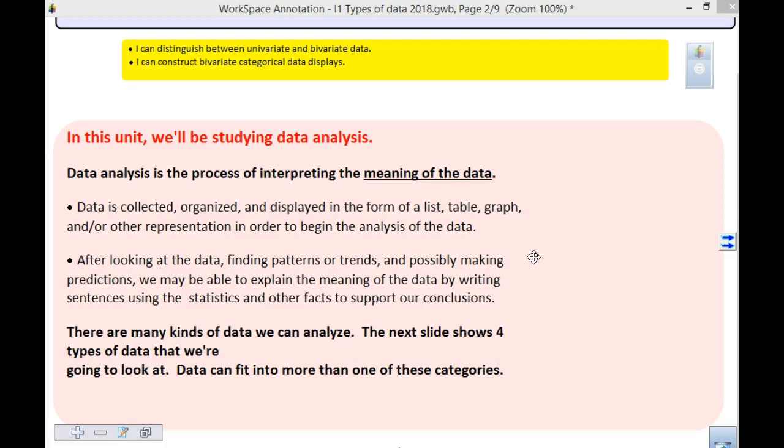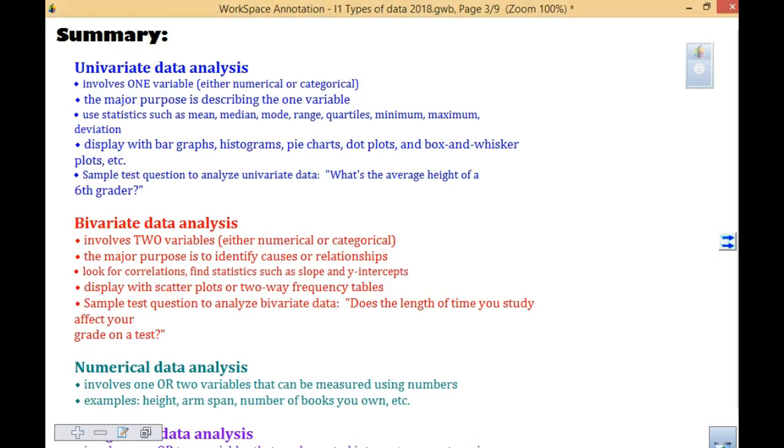And there are many kinds of data we're going to analyze. The next 4 slides are going to show you some of the data we're going to look at, and data can fit into more than one of these different categories. So as you look at that next part of the summary.